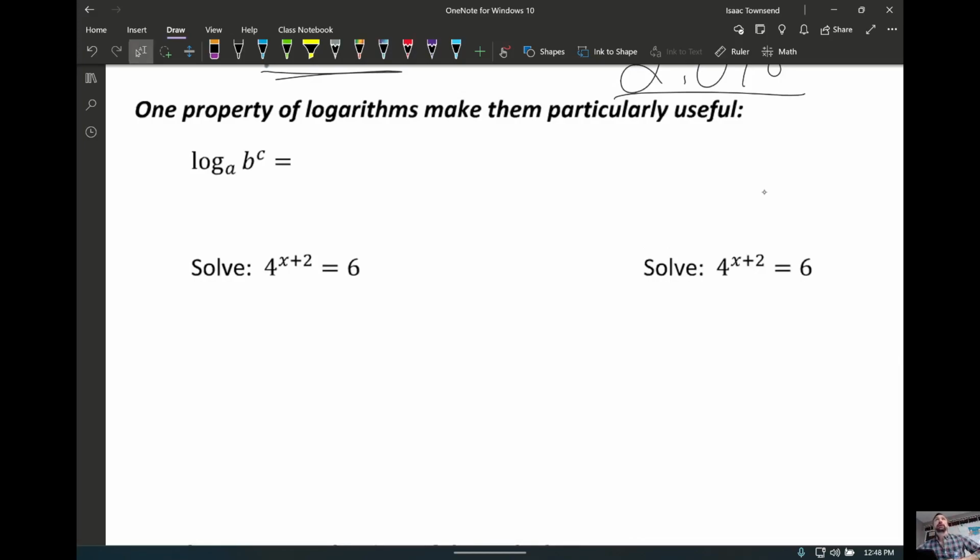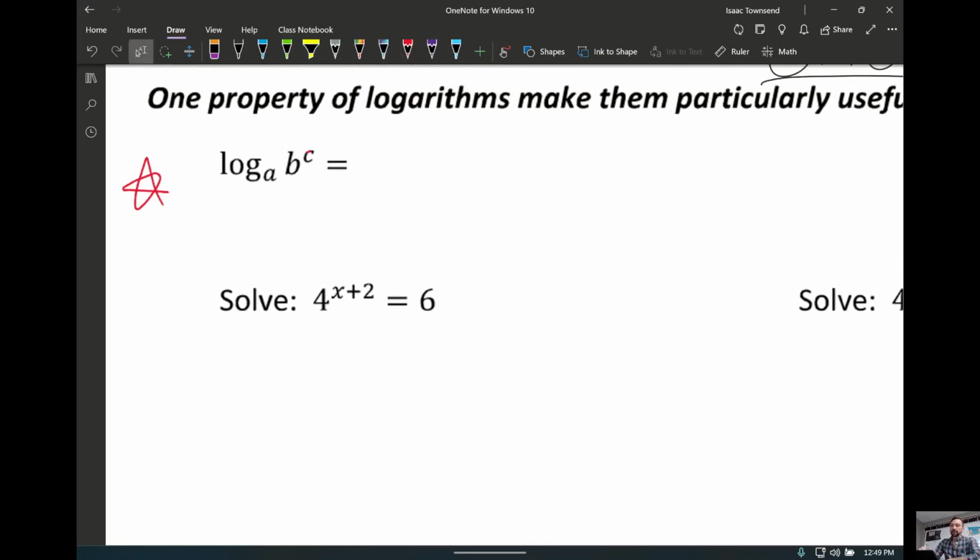Okay, so hopefully I've convinced you why we need logarithms. I've shown you how to estimate logarithms in a calculator with change of base. We talked about how to evaluate logarithms in our head if the numbers are nice enough. And we've talked about switching forms. So now getting into some of the properties. This is probably the most important property.